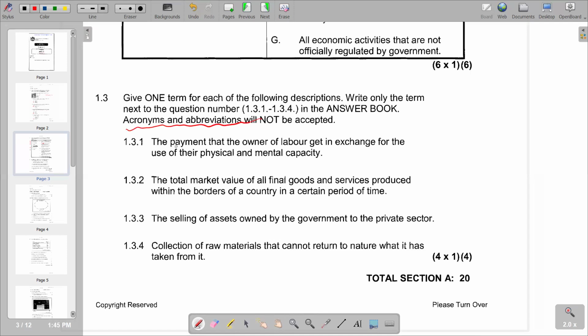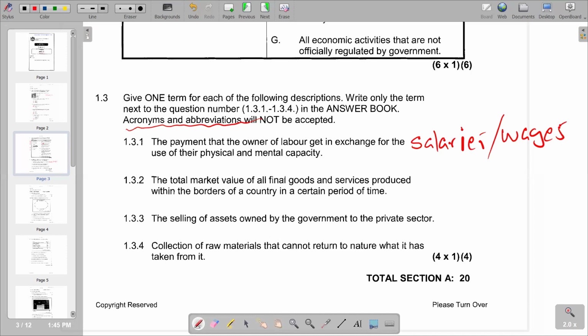So we go to our question part, 1.3.1, the payment that the owner of labor gets in exchange for the use of their physical and mental capacity. So obviously, in exchange for labor, there is a movement of salaries and wages. So basically, we have salaries or wages. Salaries or wages represents 1.3.1.